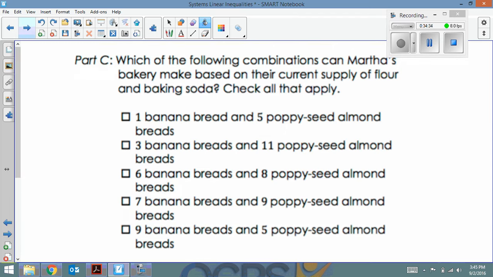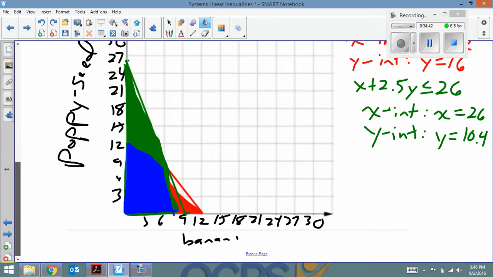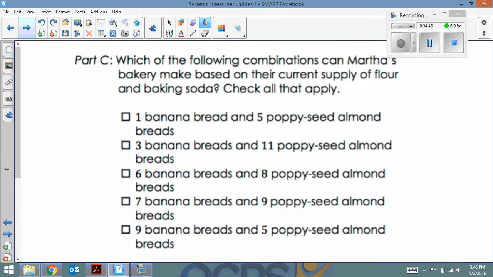Okay, so it says, which of the combinations can Martha have? So we got 1 banana bread and 5 poppy seed. So we got to go back to our graph to answer those questions. So you just look to see if those points fall inside there. Okay, and I'll just tell you which ones do. The ones that fall inside there are that one and that one.